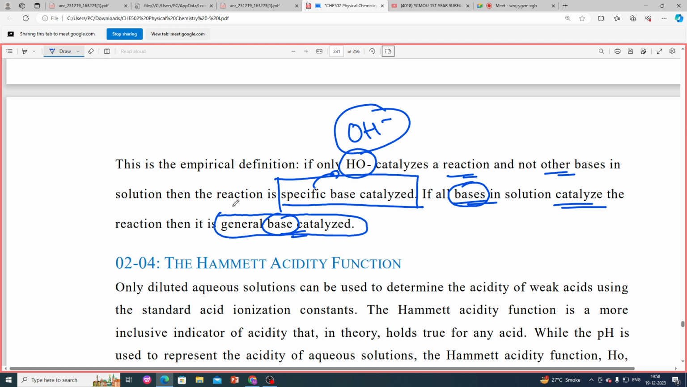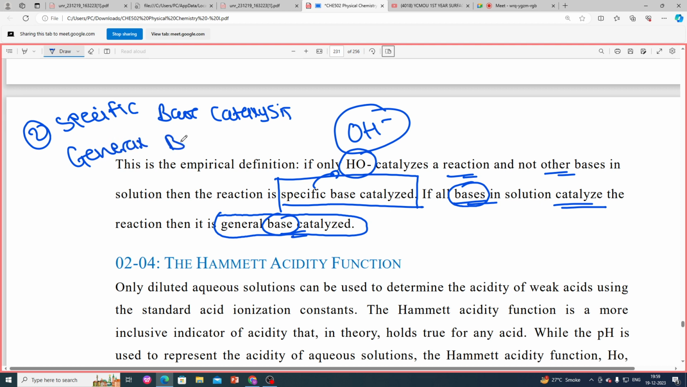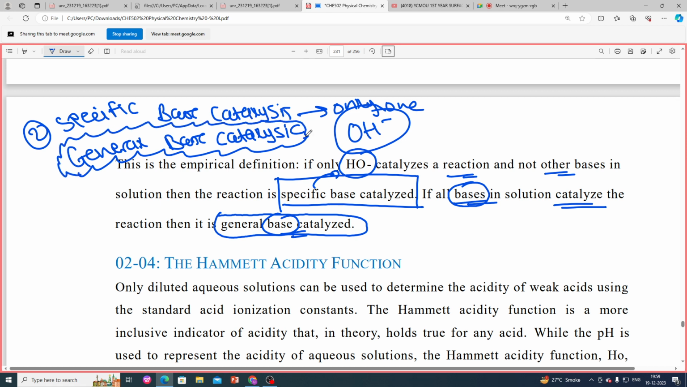So these are about base catalysis. Here two conditions are given. One is specific base catalysis, and the second one is general base catalysis. In specific base catalysis, only one base works as a catalyst. And in general base catalysis, all the bases present in the reaction take part in the catalysis. It's called a general base catalysis.